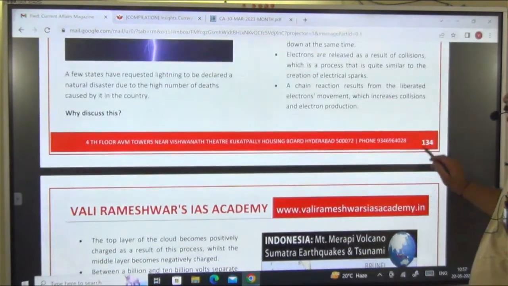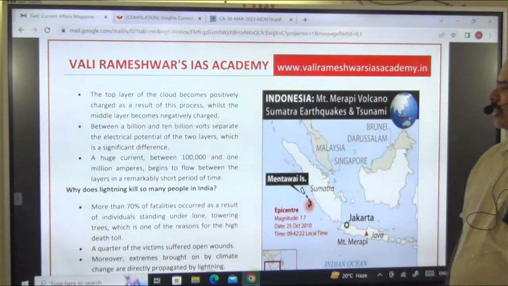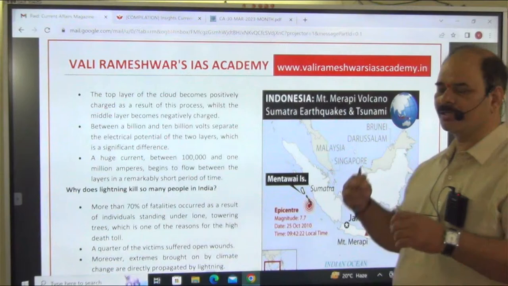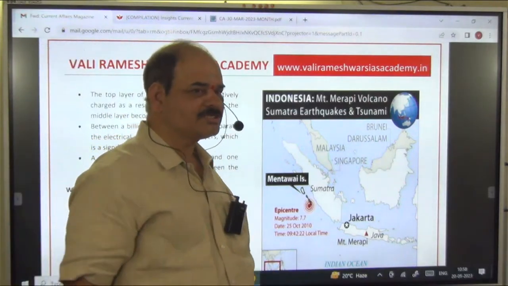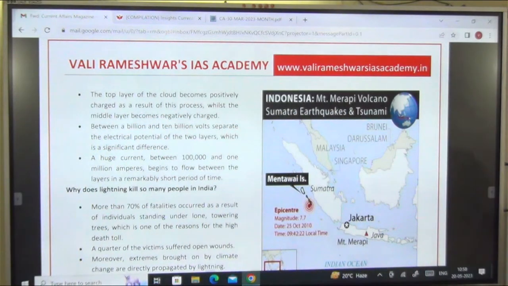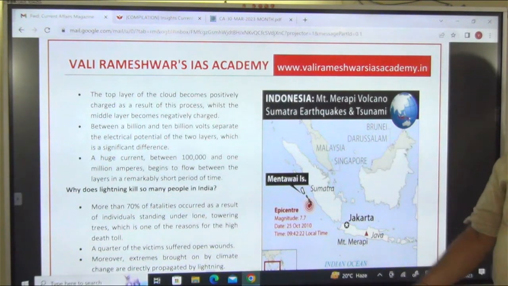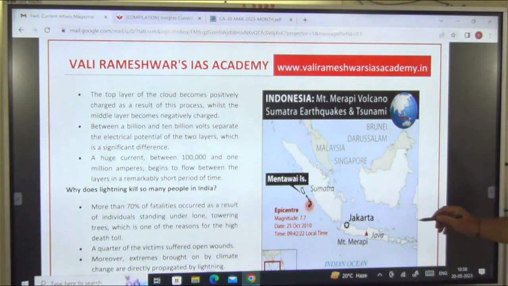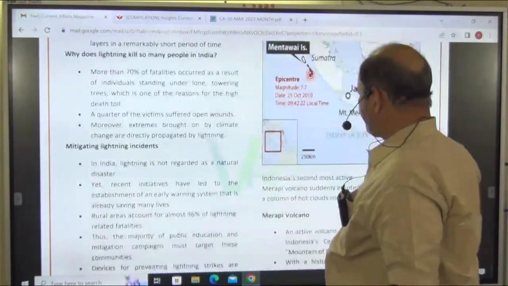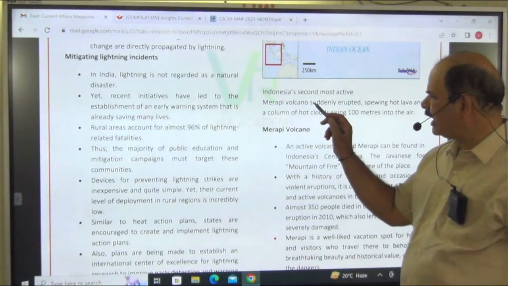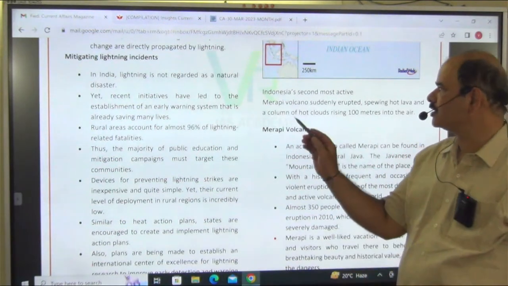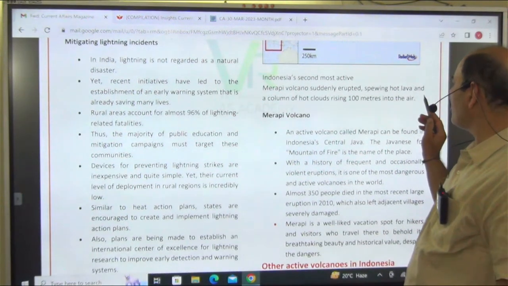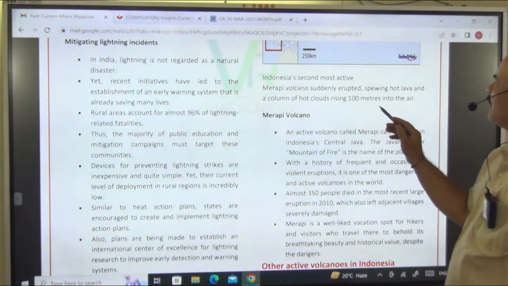Now, you may get question with regard to a volcano, Mount Merapi, because it became active and it is the most active volcano of the Indonesia. And you know Indonesia and adjoining islands will have frequent volcanic eruptions. It is because they are very near to the ring of fire. Okay? Indonesia's second most active Merapi volcano, in some books it has given as the first most active volcano. I don't know, that is the problem with regard to these PDFs and books. Merapi volcano suddenly erupted, spewing hot lava and a column of hot clouds rising 100 meters into the air.